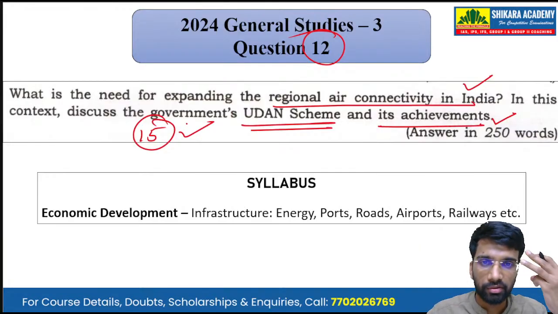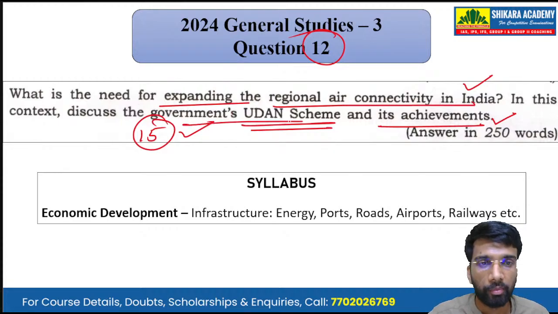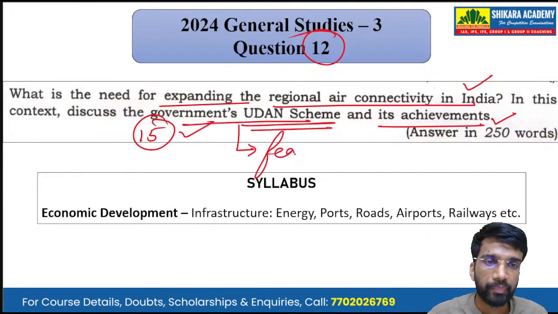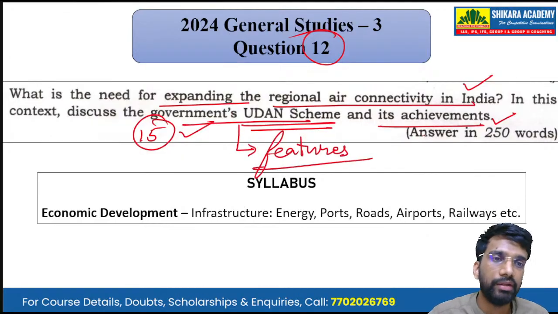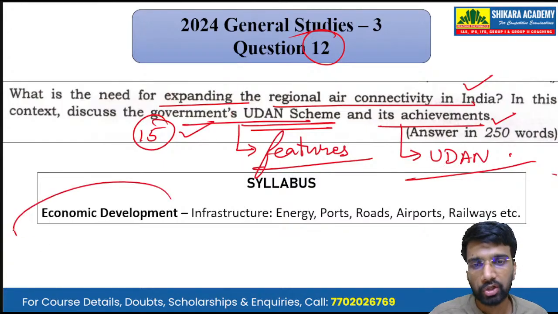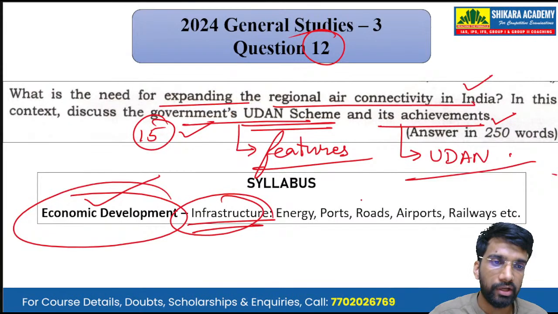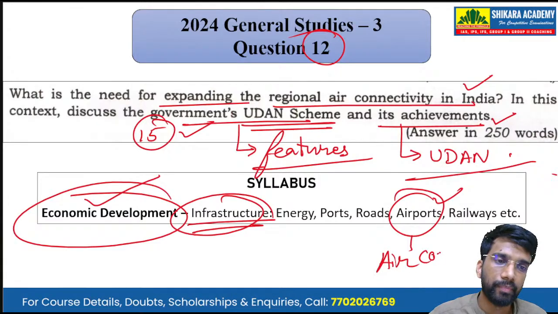Now, it is asking us three things. We have to give the reasons why there is a need to expand the regional air connectivity in India. In the second half of the answer, we have to discuss the government's UDAN scheme, that is its features, and then we have to write the achievements of the UDAN scheme. Mapping it with the syllabus, we can see that it has been asked from the subject of economic development, and the topic is mainly infrastructure, focusing on airports and air connectivity.